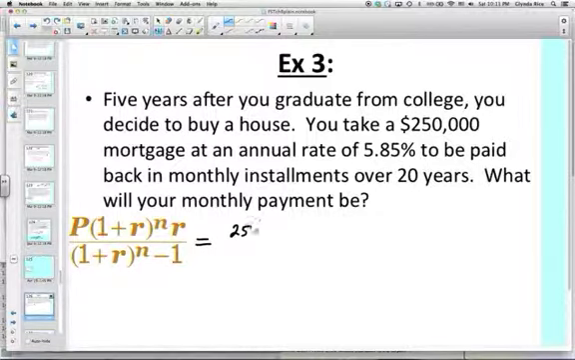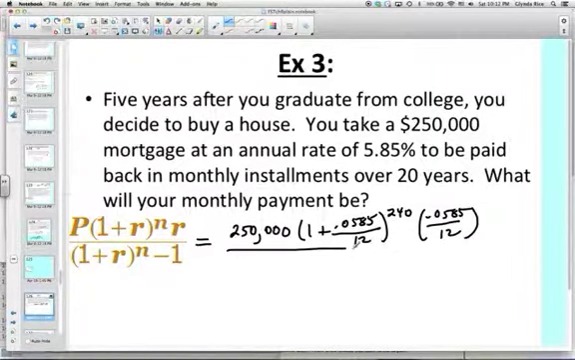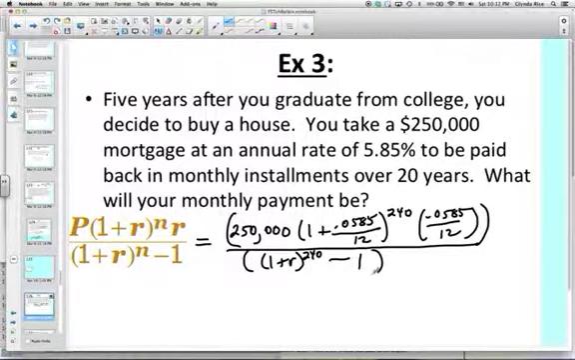So we're going to put $250,000. It's crazy when you actually think about this. $250,000 times 1 plus 0.0585, move the decimal 2 places, over 12. 20 years, 20 times 12 is 240 payments. 0.0585 over 12. Put that whole thing, which means type in your calculator, parentheses around the numerator, parentheses around the denominator. 240 minus 1. There you go.